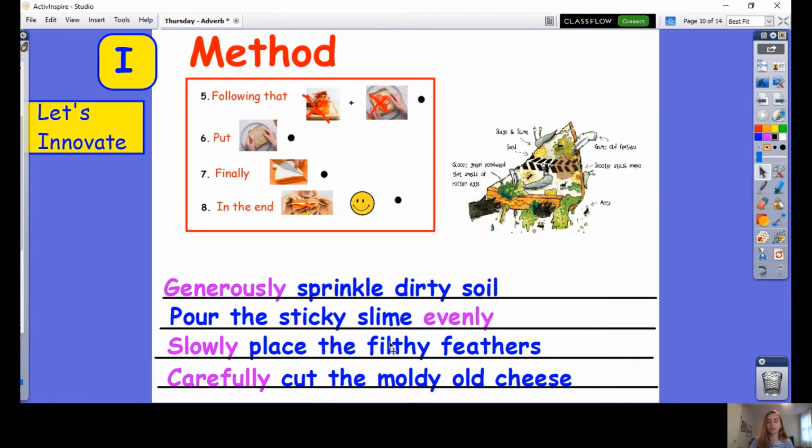Slowly place the filthy feathers. You want to do it slowly because feathers are very delicate. We have carefully cut the mouldy old cheese.